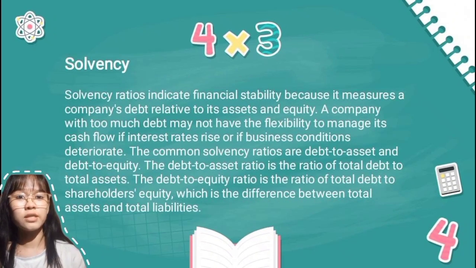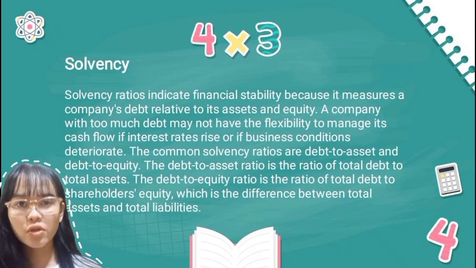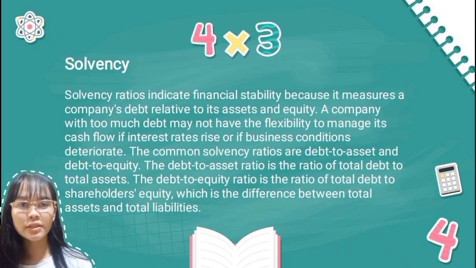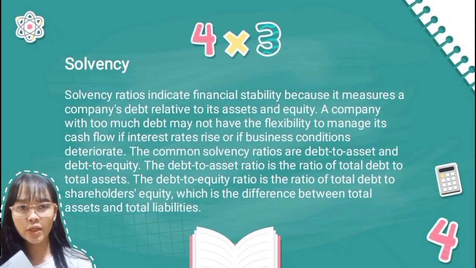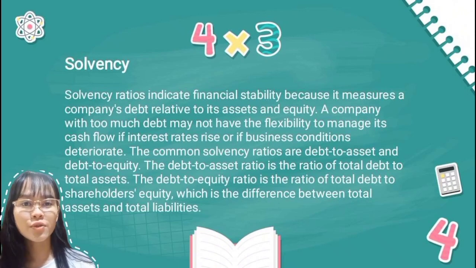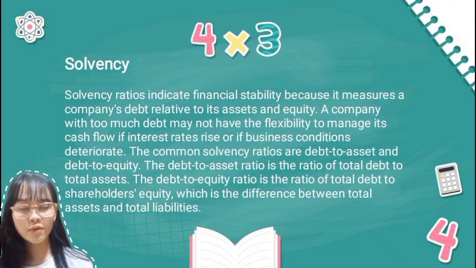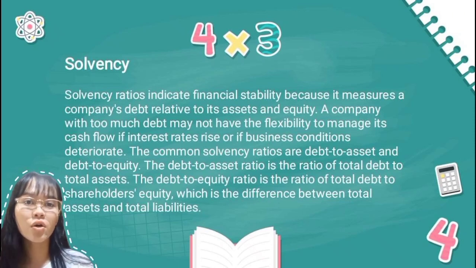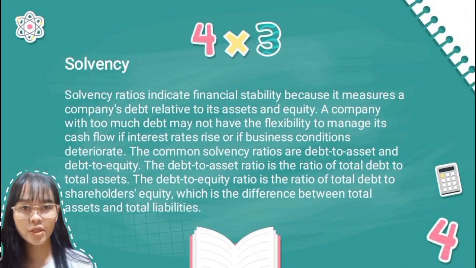Solvency ratios indicate a company's financial stability by examining its debt relative to its assets and equity. Solvency ratios help us understand the company's financial stability by looking at its debt in relation to its assets and equity. If a company has too much debt, it may face difficulties managing its cash flow if interest rates increase or if business conditions worsen.